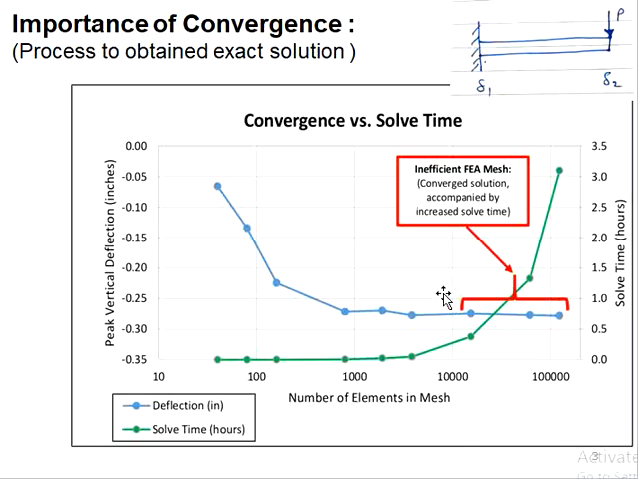The main limitation is that if you go to a finer mesh after achieving the convergence rate, that is a wastage of time, and computational time or computational power may increase. So this part indicates increased solving time, though we get the exact solution.